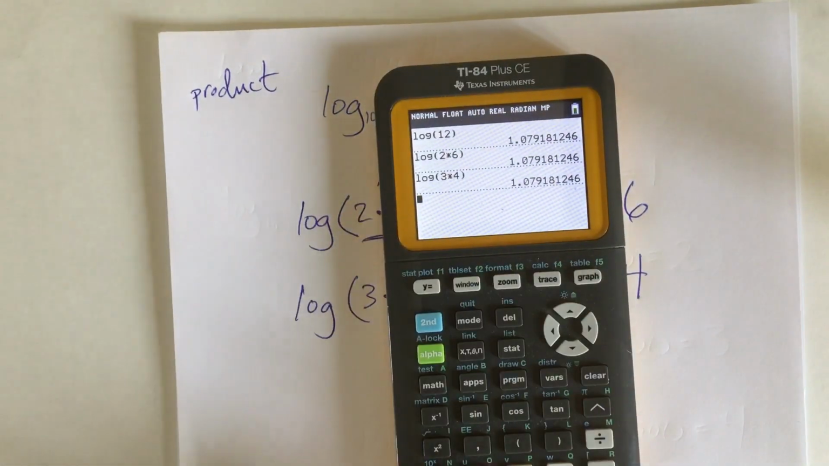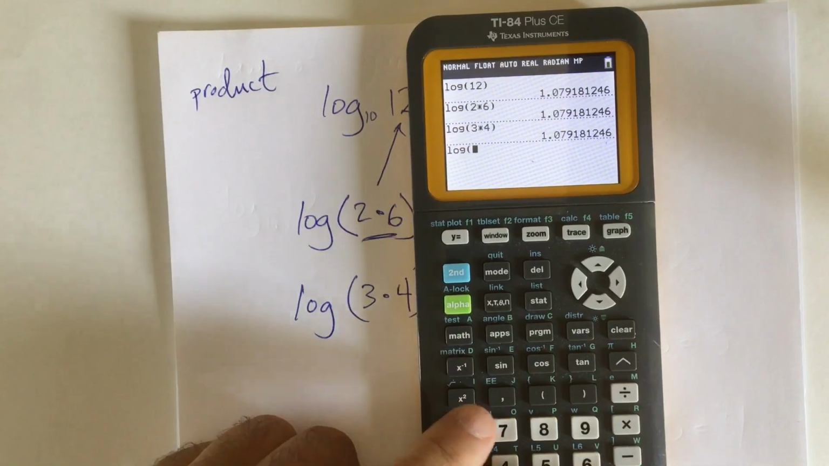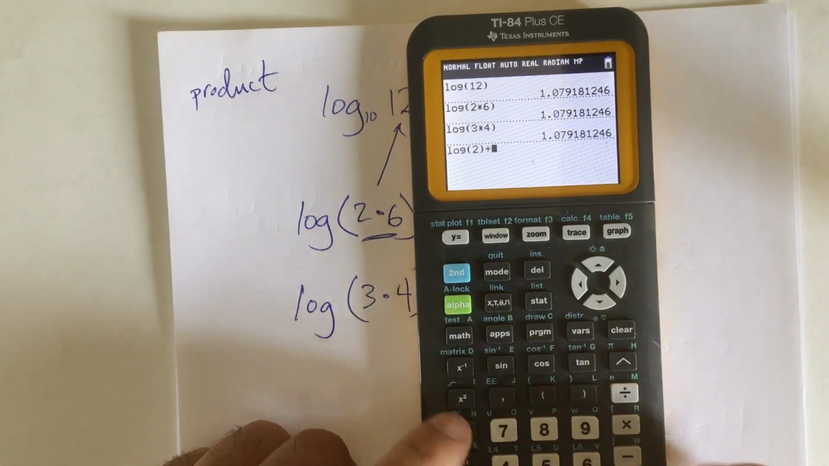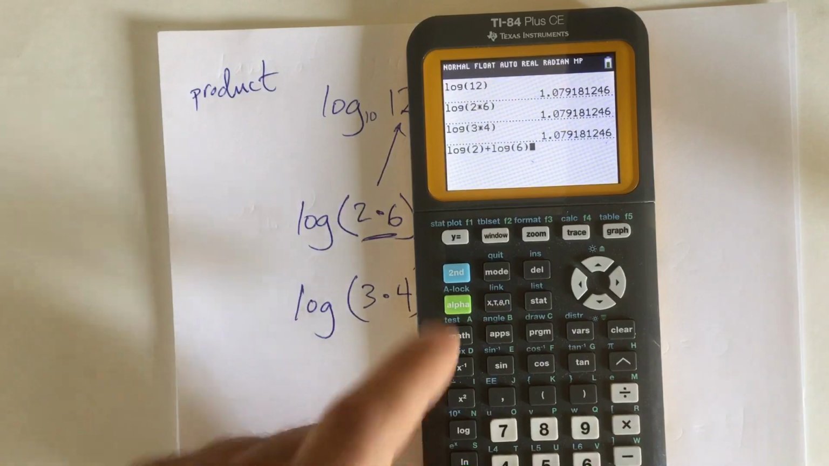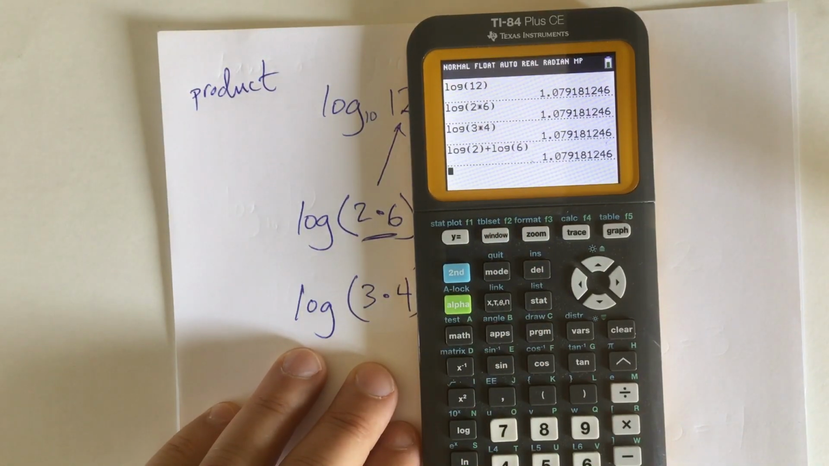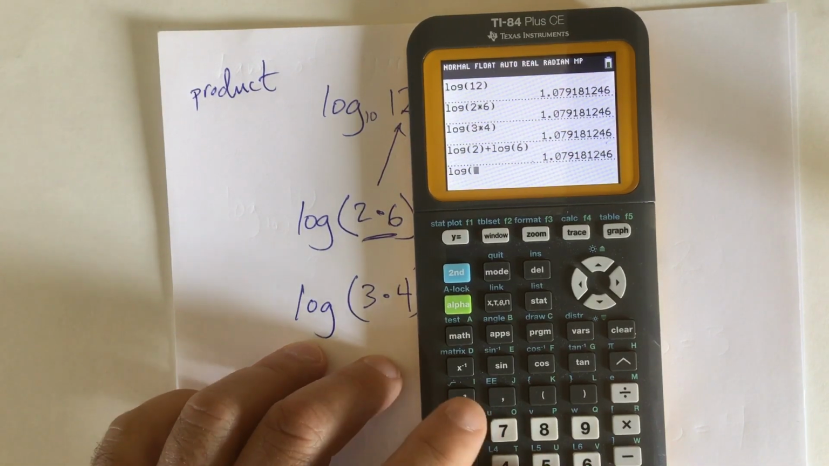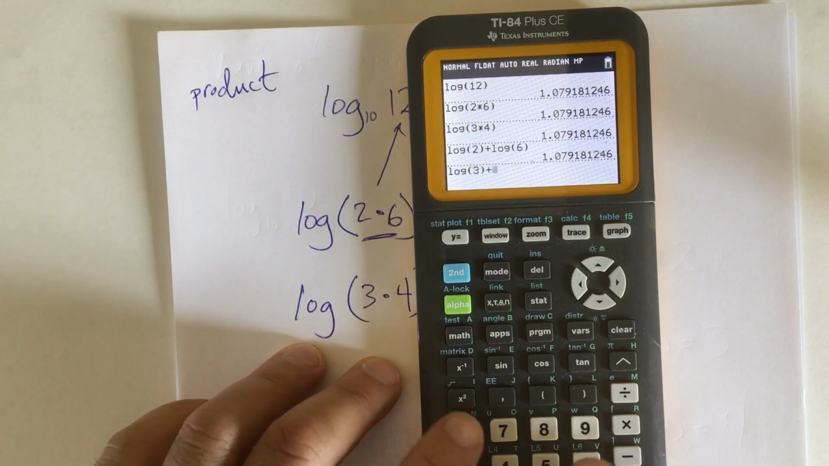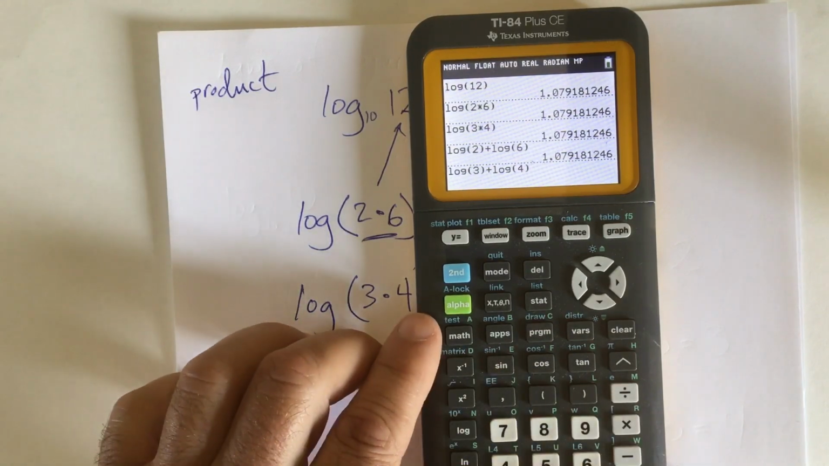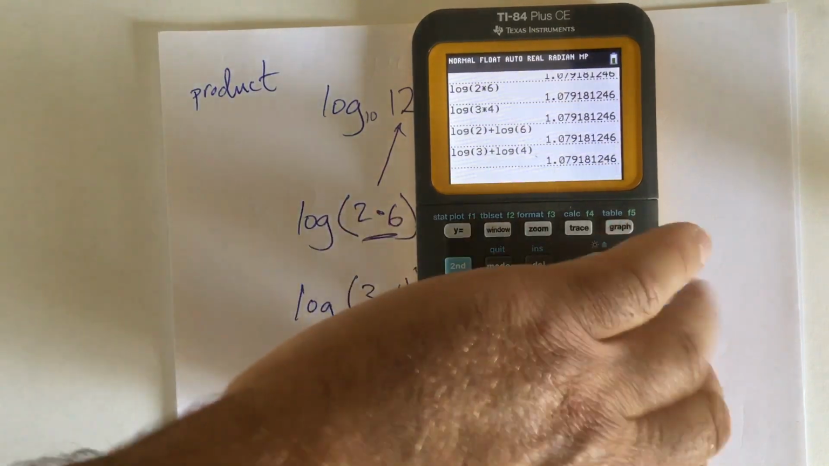Check this weird thing out. I'm just going to do it here. Log of 2, close the parenthesis, plus log of 6. Guess what? It's going to give me 1.07 blah, blah, blah. There it is. Let's try it again with the 3 and the 4. So I go log of 3, close the parenthesis, plus log of 4, close the parenthesis. Guess what? Same darn answer every time. There it is. The product rule.